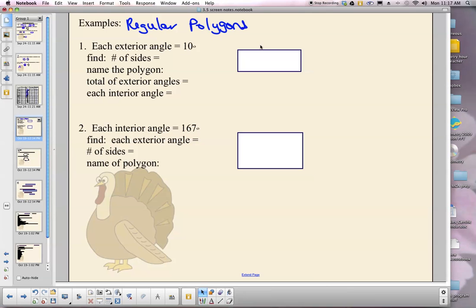Okay, well think about that. What's the total of the exterior angles have to be in any regular polygon? 360. So if each one is 10 degrees, how many exterior angles are there?